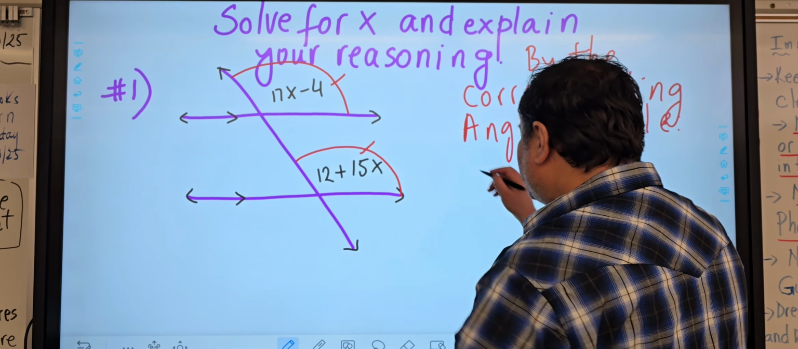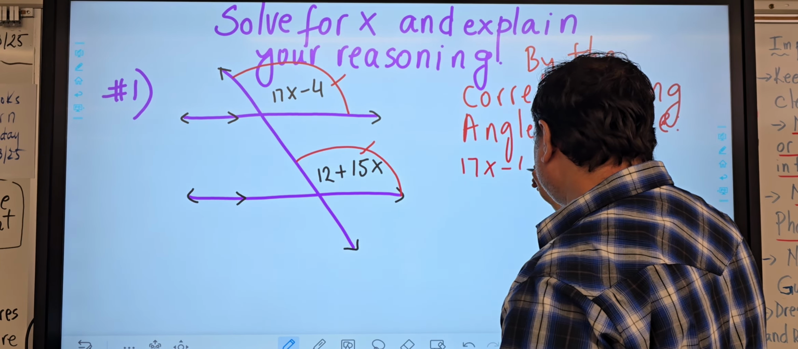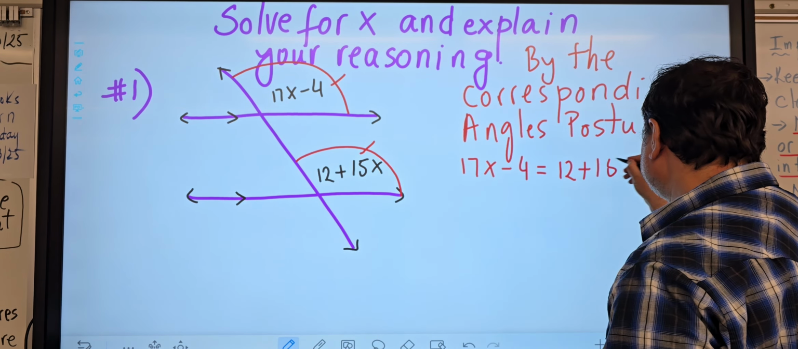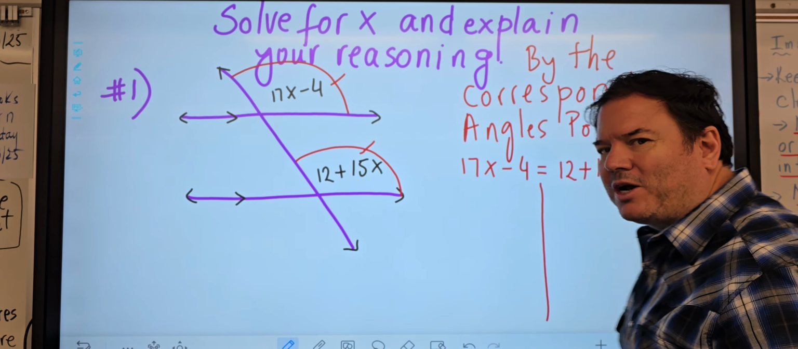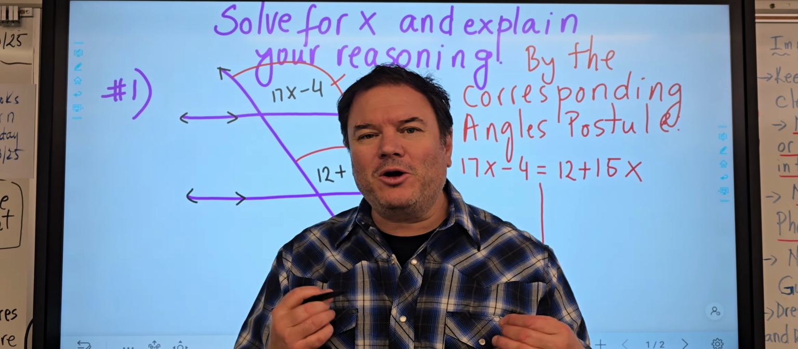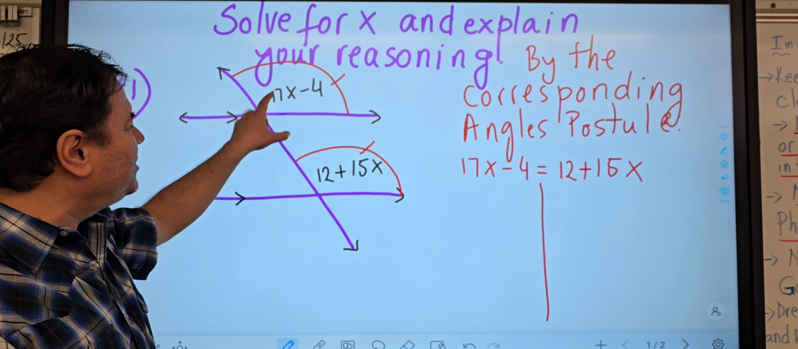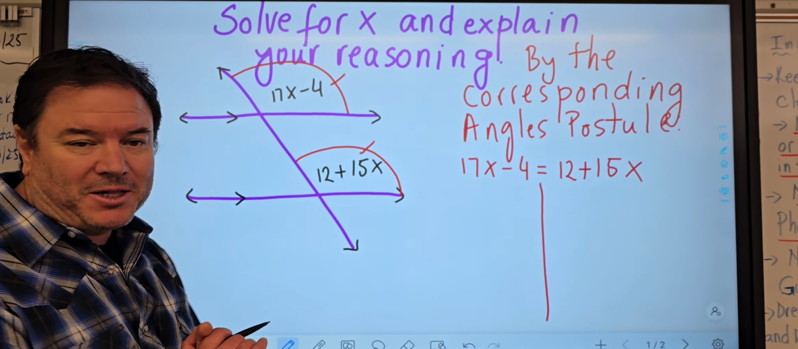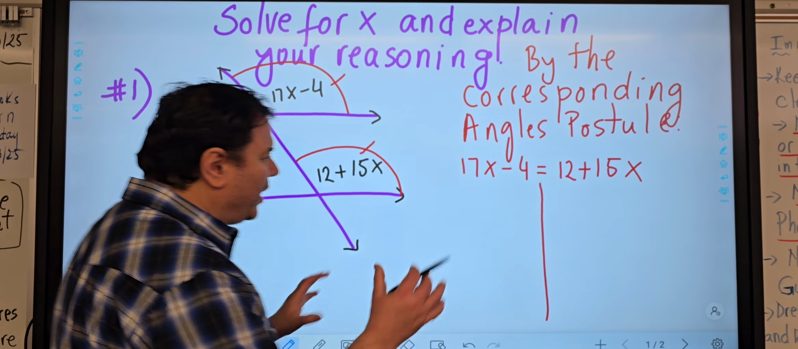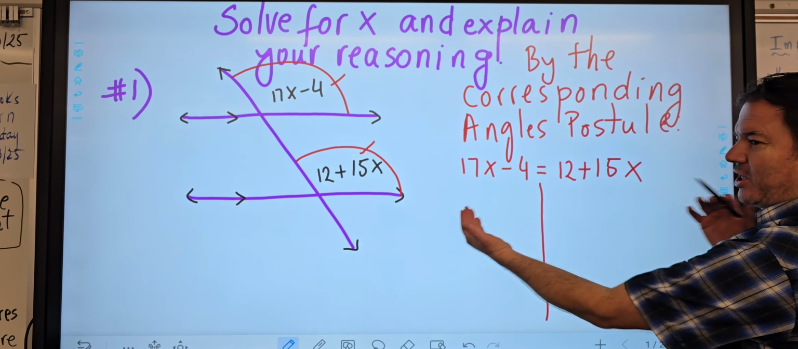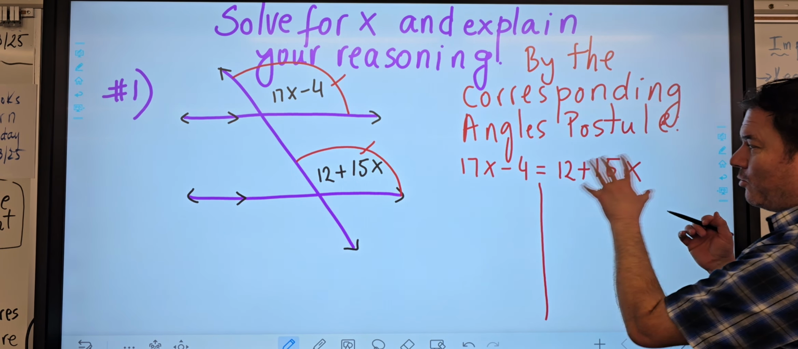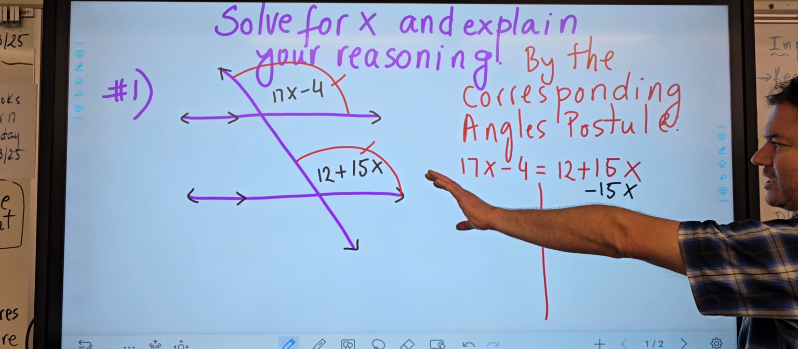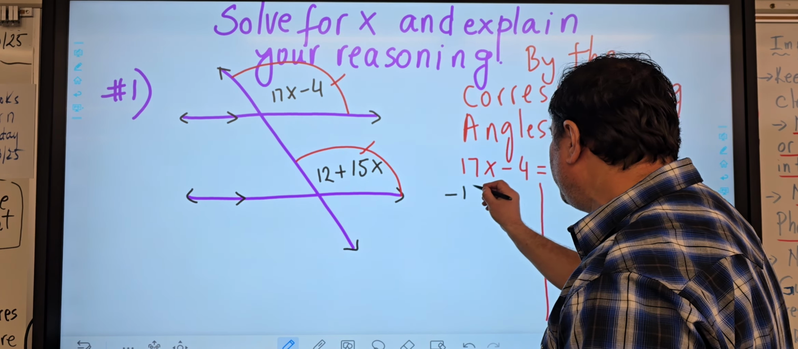So let's set 17x minus 4 equals 12 plus 15x. Okay, and now we are going to solve for x, and we are going to take one step further. After we solve for x, we are going to find the values of these angles, the degrees of those angles. But first, let's solve for x. Now we have an equation with variables on both sides. So now we are going to subtract 15x on both sides, so we can bring all the x's to this side of the equation. So minus 15x.